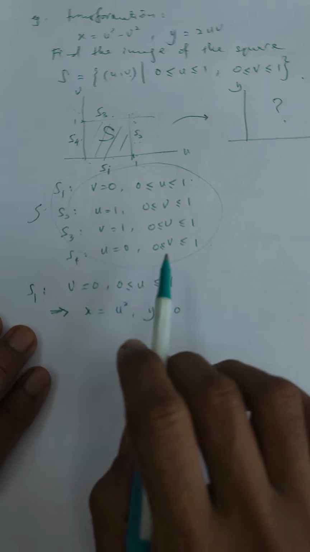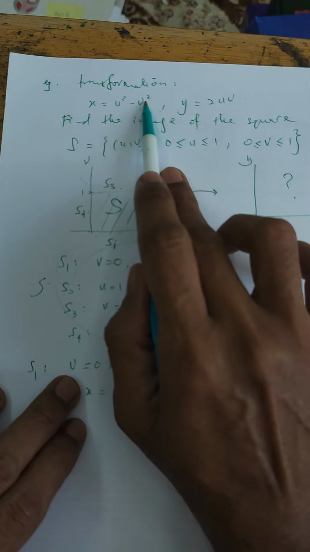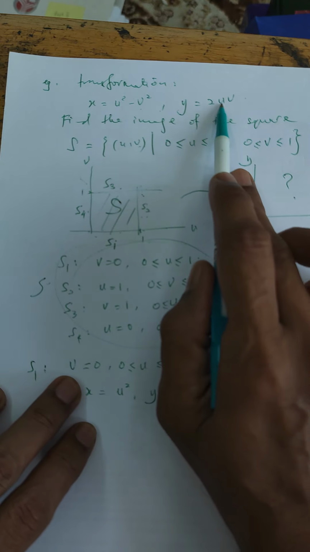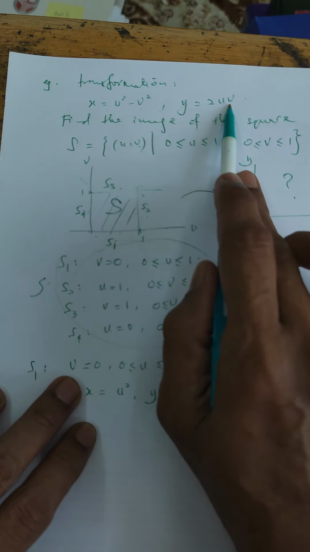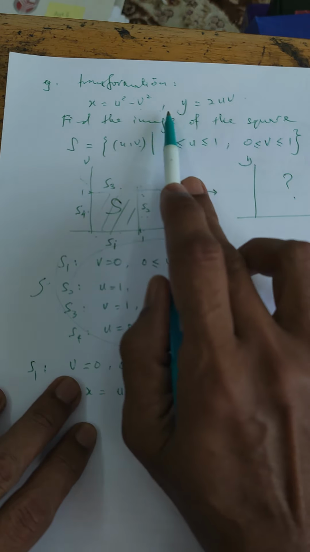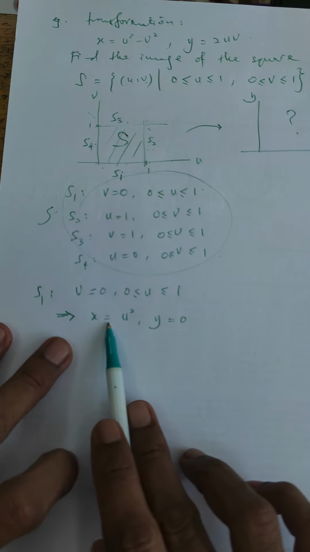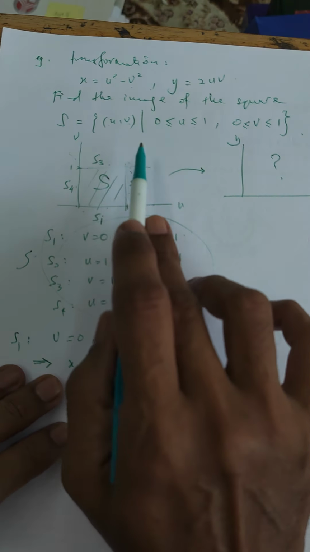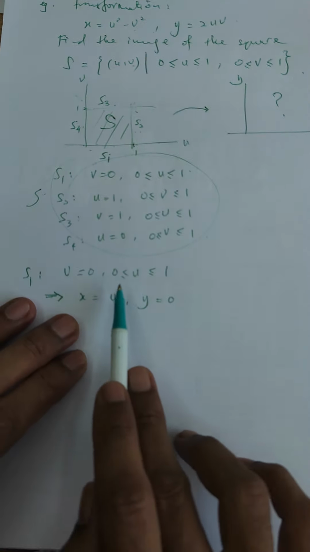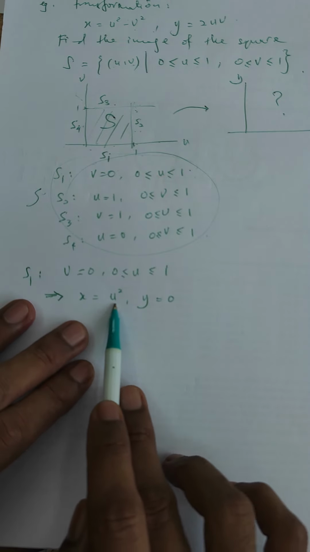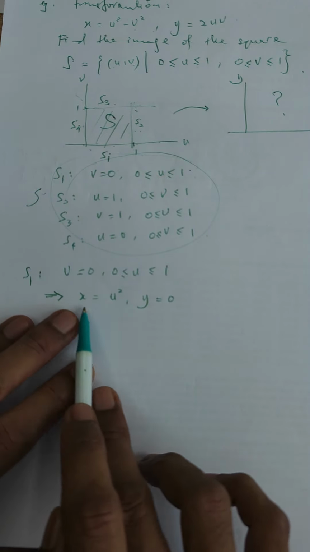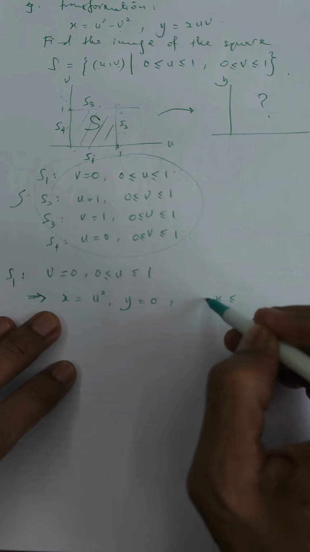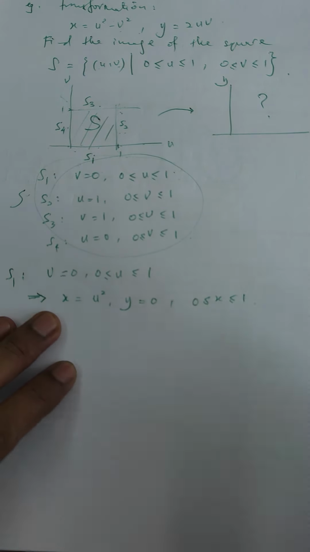Y is equal to 0 because V equal to 0. So we have V equal to 0, then X equal to U squared, and Y equal to 0. And the limit for X, since U is from 0 to 1, if you substitute in there, X is still 0 to 1. So we have X between 0 and 1.